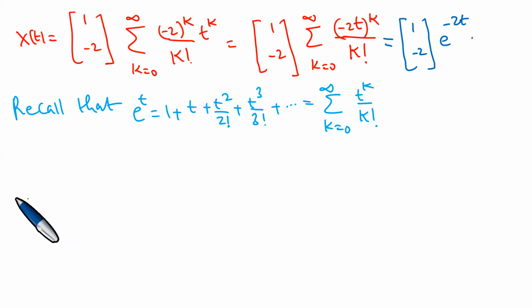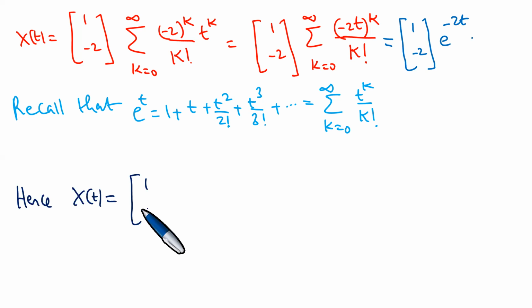Hence, x of t is actually the same as 1 minus 2 e to the minus 2t. All right, so this is the answer to the question written in terms of the appropriate exponential function.